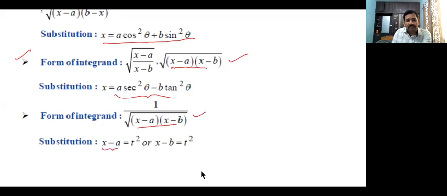At that time, what do they take? x minus a is equal to t square, or x minus b is equal to t square. Any one of the values we can take and substitute, differentiate, simplify, calculate. So many calculations are there, we know very well. So we can solve the problem easily. Okay, students?